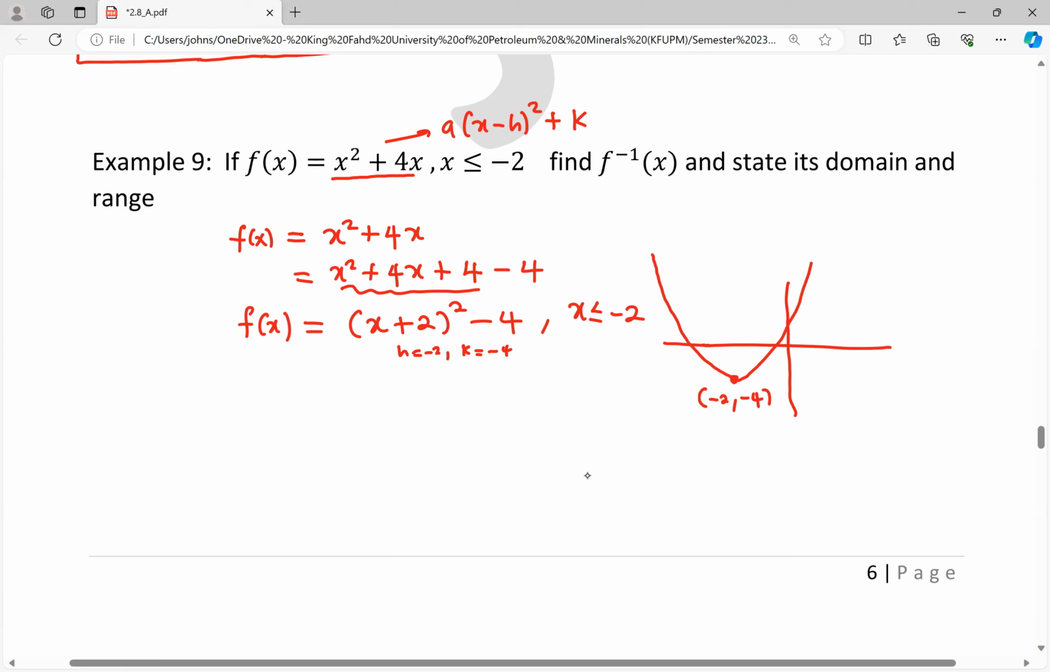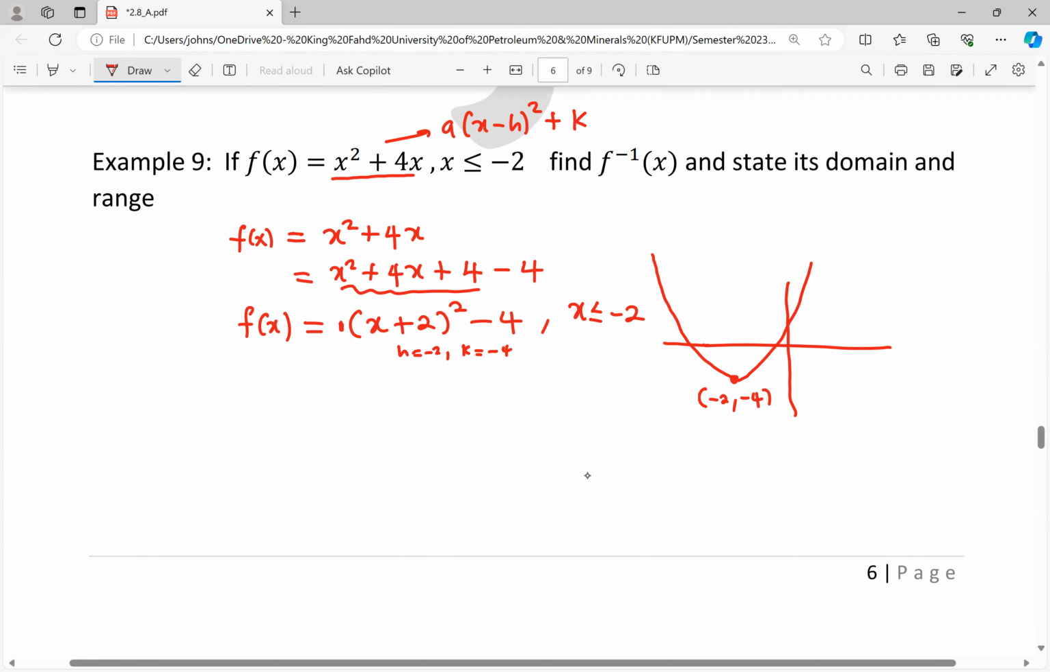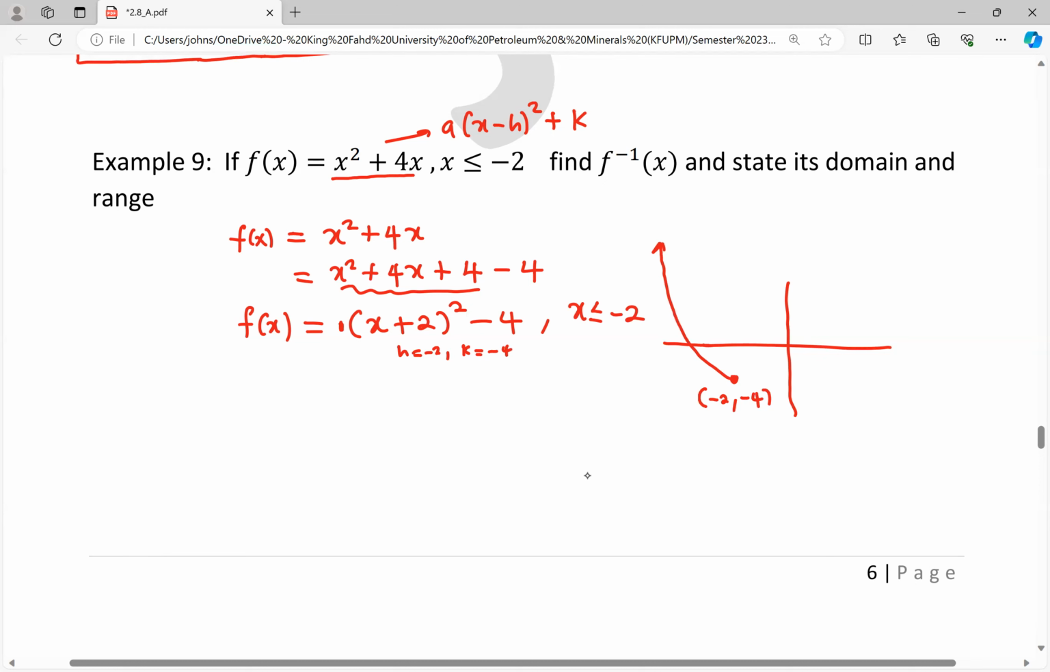Because why is it open up? Because the a, what is our a here, is 1, right? The a is greater than 0. So now you can see the importance of this condition. This function on its own is not 1-to-1, but with this condition now, x less than or equal to minus 2, it means we need only one part. So it means we have to go only this way. So clearly you can see that this function is what? Is 1-to-1.